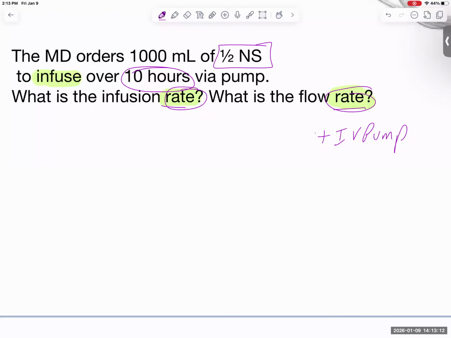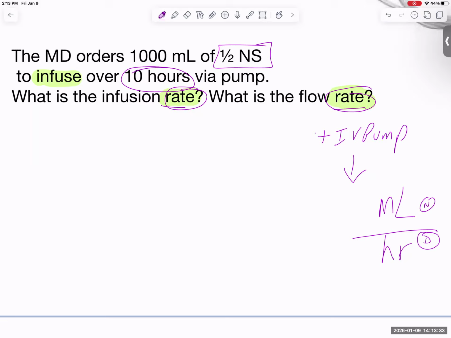And in this question, do I have an IV pump? Yes. So what is my wanted? What am I solving for? Rate. Milliliters per hour. Milliliters over hour. Milliliters in the numerator, hour in the denominator. Okay.